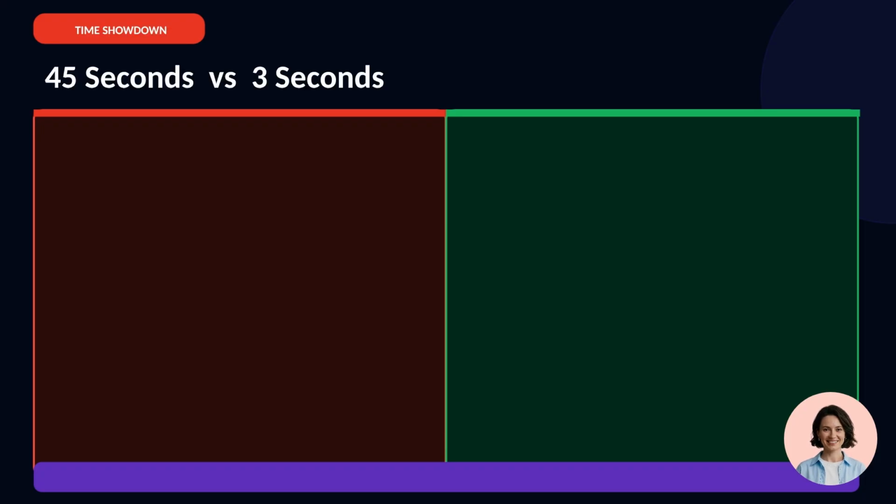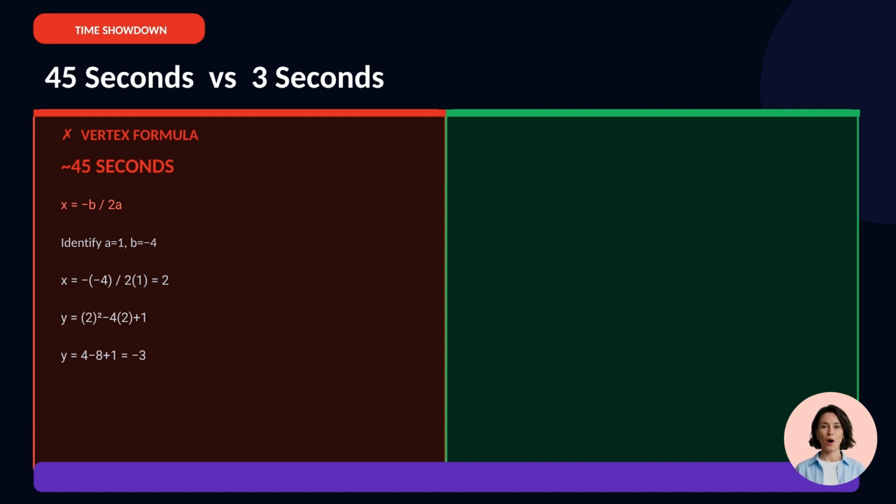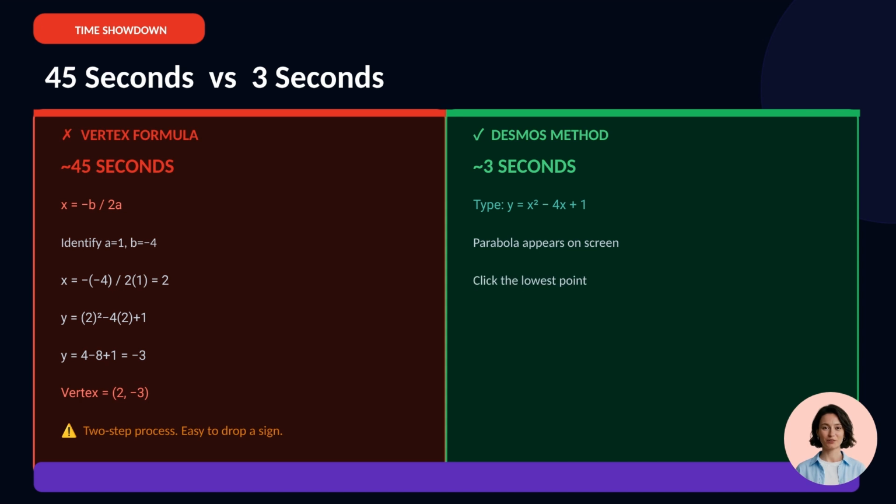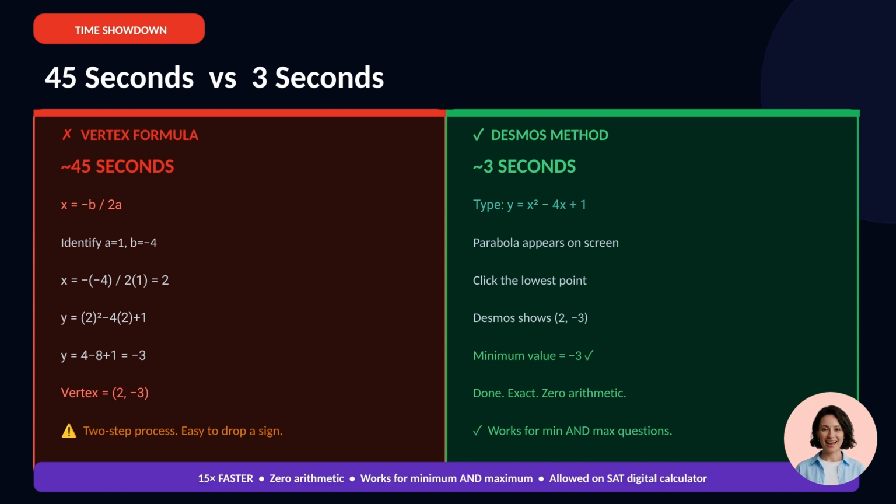Here's the head-to-head. On the left, the vertex formula: identify a and b, compute x equals -b over 2a. Plug back in for y, watch your signs. 2 steps, lots of room to slip. On the right, the Desmos method: type the equation, click the lowest point, done. 3 seconds, 0 arithmetic. Works for minimums and maximums. And yes, it's fully allowed on the SAT digital calculator.